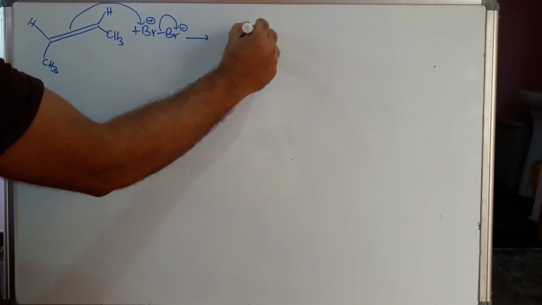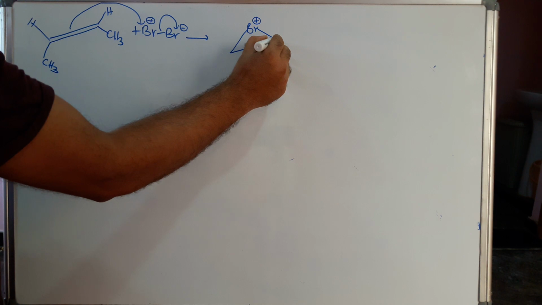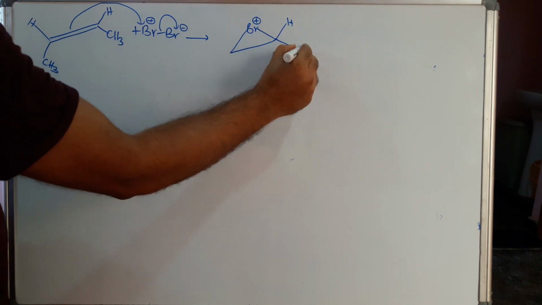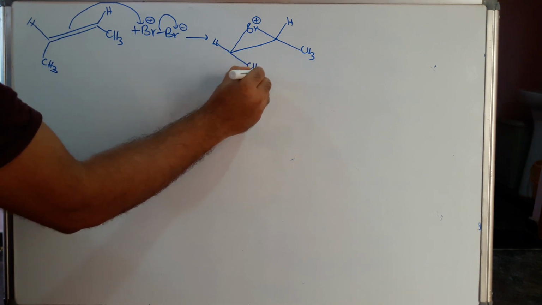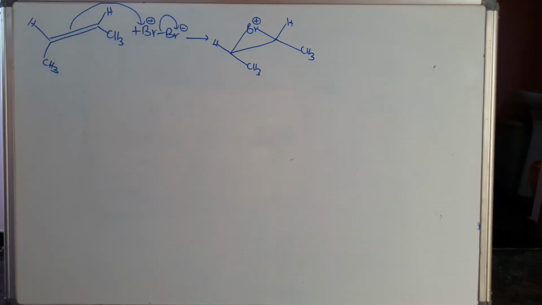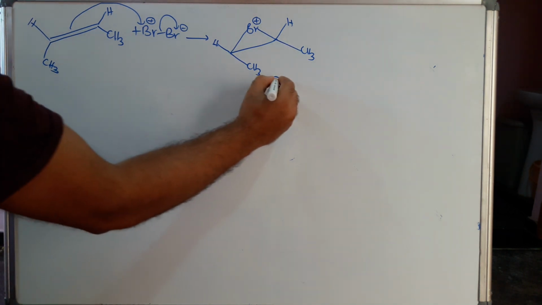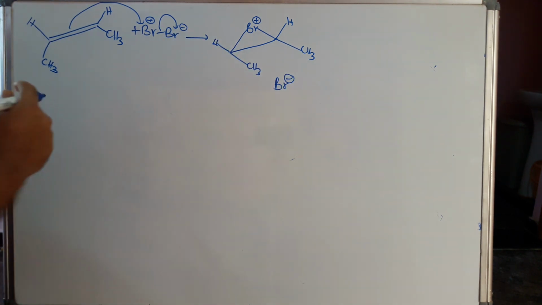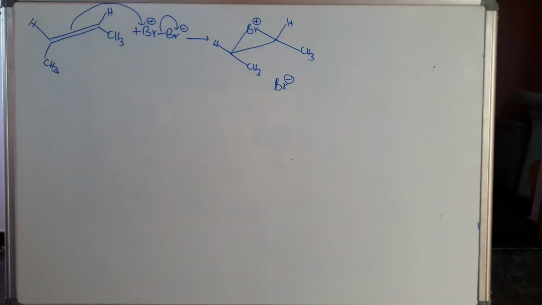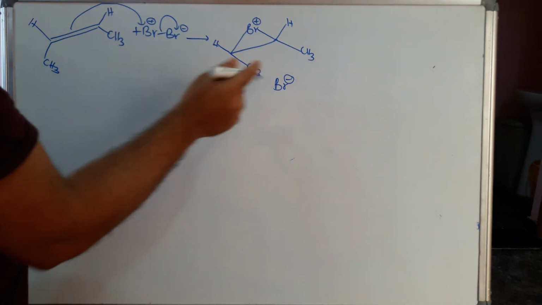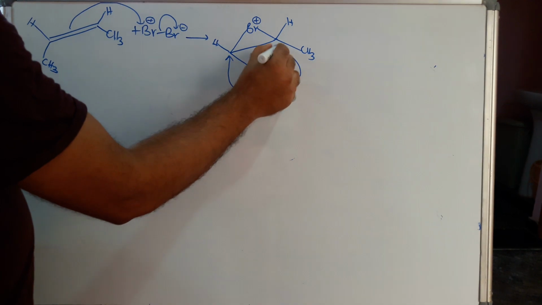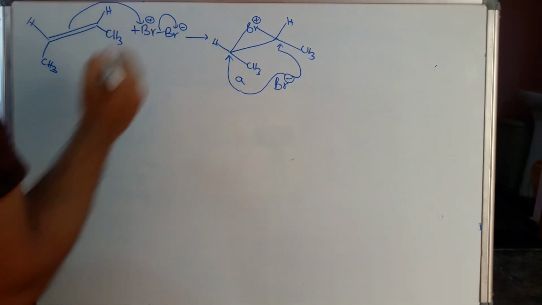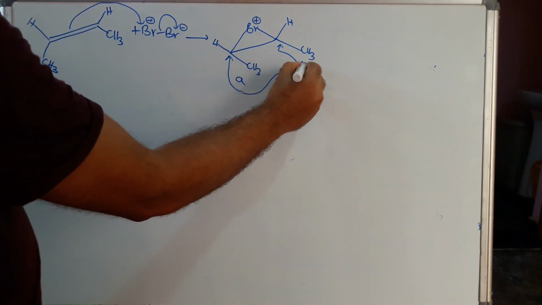then it will be converted into a cyclic bromonium ion. This will be a cyclic bromonium cation, this will be the hydrogen, this will be the CH3, this is hydrogen, this is CH3. Okay. Then what will happen here? The second Br minus will attack any one of the carbons. This may be from here down or it may be from here. According to this, we can consider this path A, this is path B.